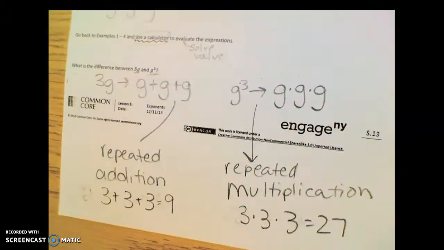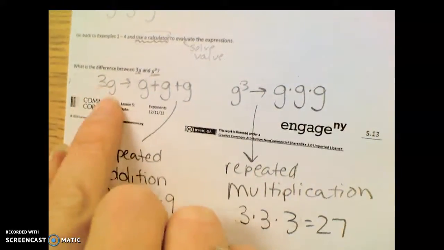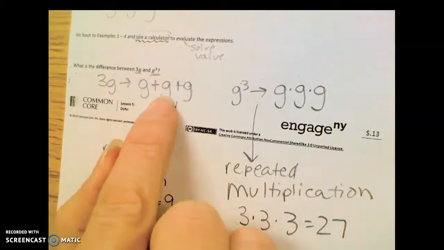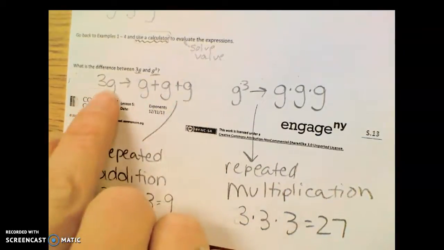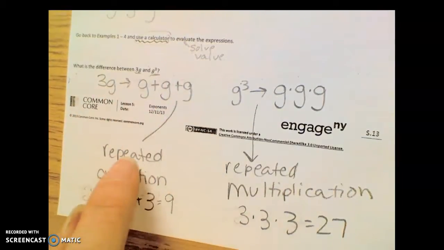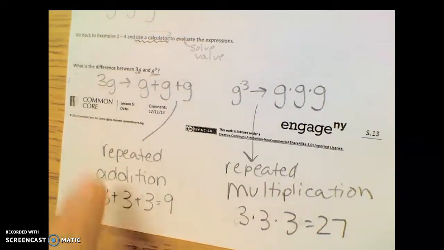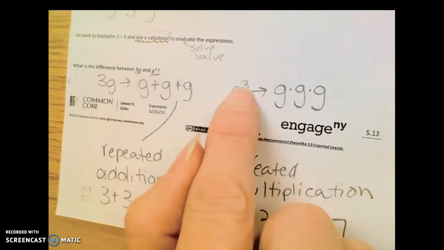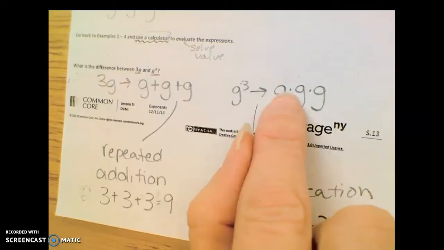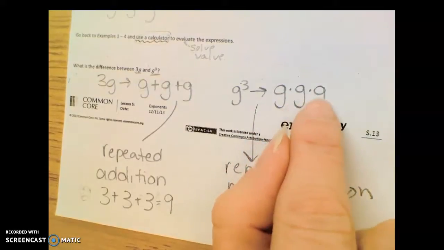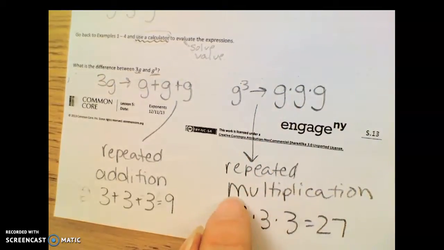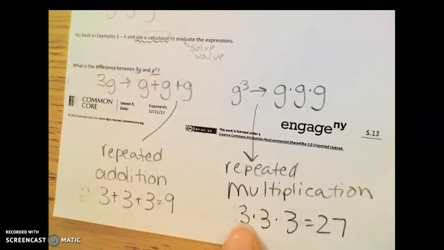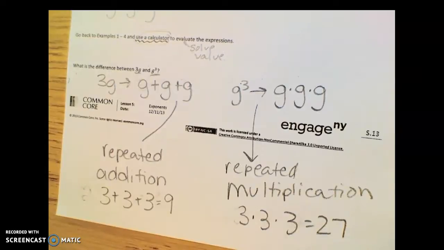If you are listening right now, that means that you know the difference between 3g and g to the 3rd. So hopefully you said something along these lines. 3g means g plus g plus g, or 3 groups of g. It's repeated addition, which would, if g equaled 3, be 3 plus 3 plus 3, which is 9. G to the 3rd is a shortcut for g times g times g. It's repeated multiplication. Again, if g equaled 3, it would be 3 times 3 times 3, which equals 27.